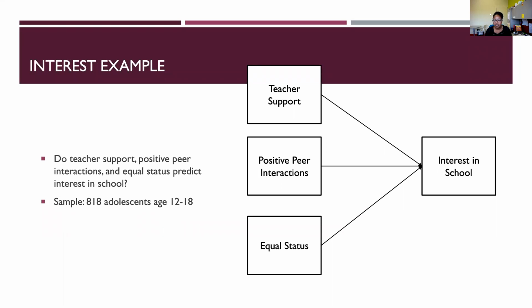While we talk about model specification, we're going to use this model as our example. The research question here is, do teacher support, positive peer interactions, and equal status predict interest in school? This is using secondary data. You'll see it has 818 adolescents who are aged 12 to 18. In general, research supports the idea that a positive school climate, when you have teachers who are supportive of you, you have positive interactions with your peers, and you feel like you're being treated equally, you're going to like school more. That's the foundation for this model. We expect positive relationships between all of these things and interest in school.